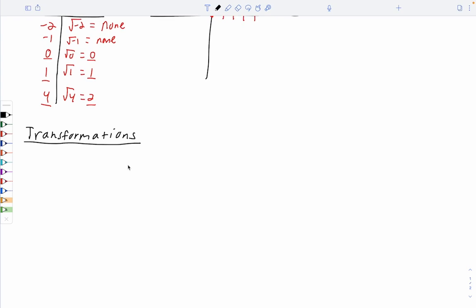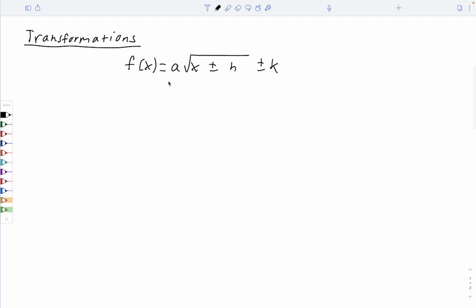So standard transformation form for a square root function would be f of x equals a times the square root of x plus or minus h, and then plus or minus k. So this is the basic transformation form for a square root function. It's also the basic transformation form for pretty much every function we've learned in the whole year and will continue to learn, right? It's a very similar set of rules that we've seen over and over and over again, okay? So let's break down each piece here.